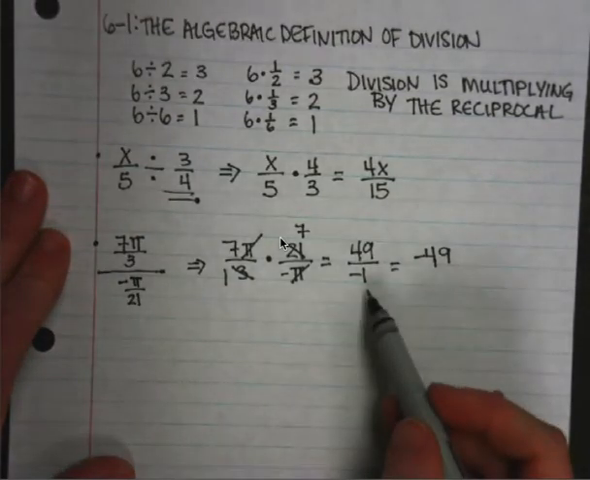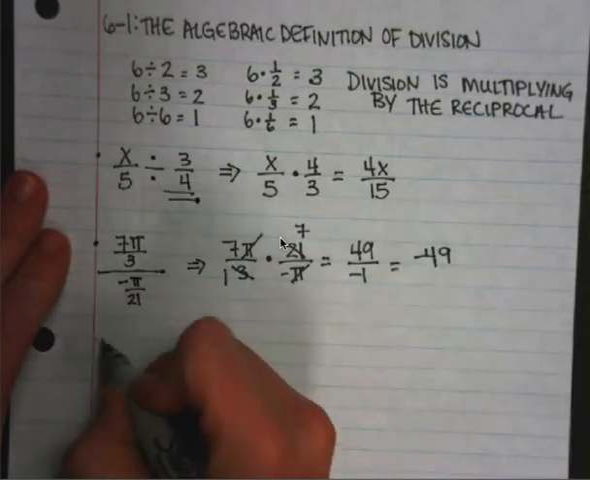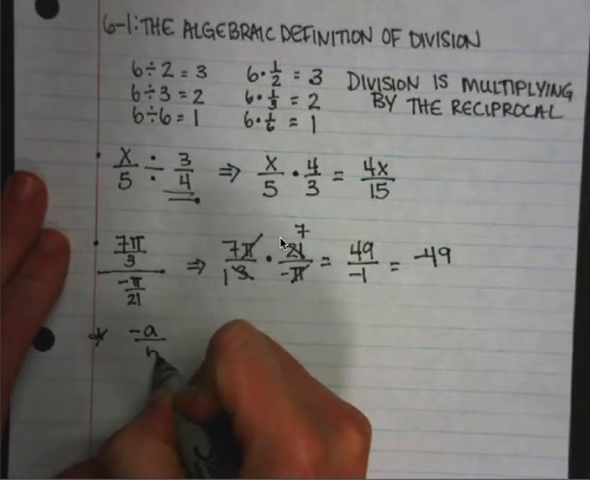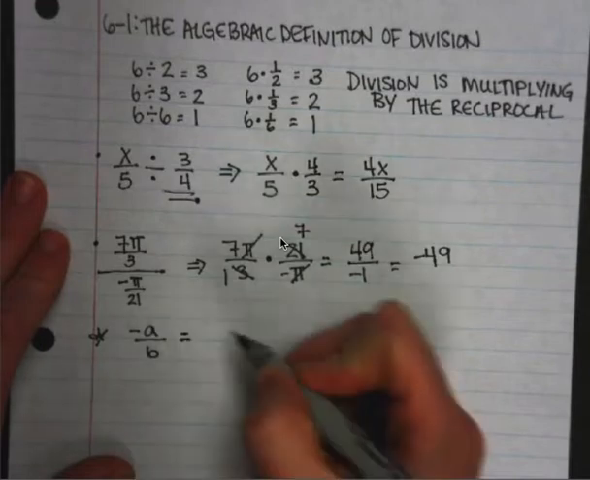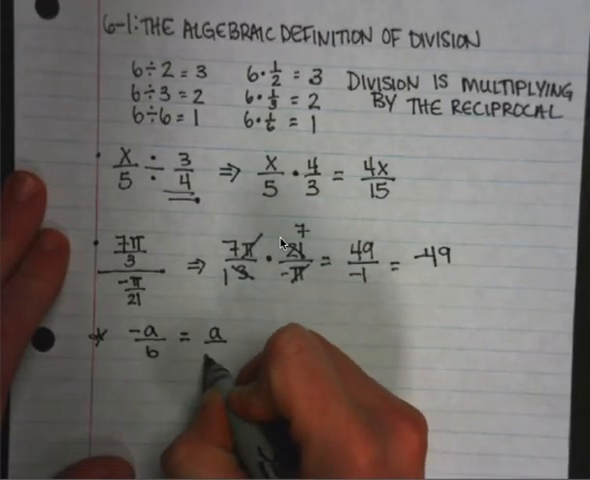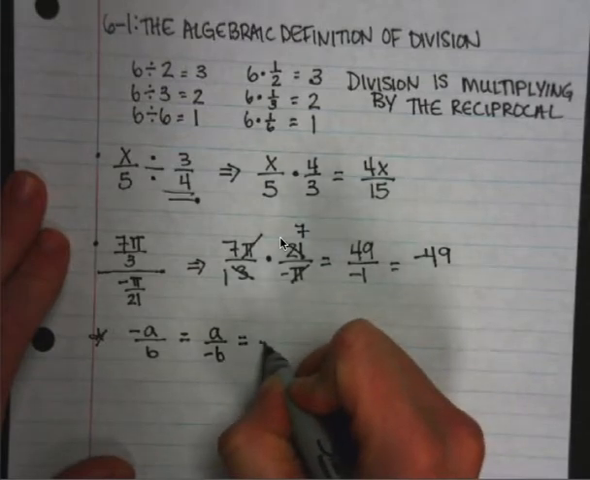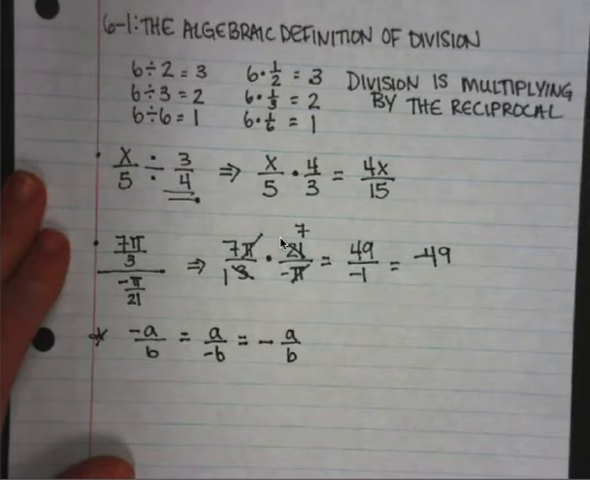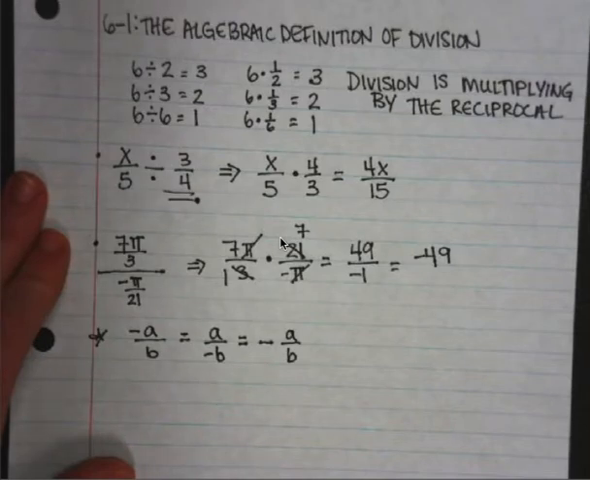Kind of going along with this problem, I could just move that negative wherever I wanted. Something to pay attention to. Negative a divided by b is the exact same thing as a divided by negative b, which is the exact same thing as negative a divided by b. Okay, so just notice it doesn't matter where that negative is. They are all the same thing.